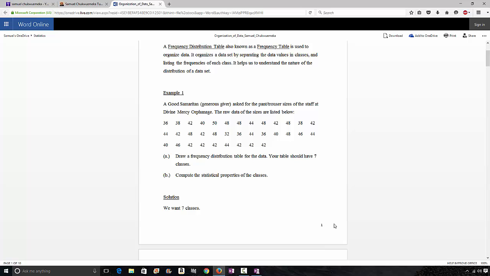Sometimes they don't give you how many classes you need to organize it. They just ask you to organize it. So in that case, you have to make a good decision on how many classes would be important. It is better to have fewer classes with a large number of data values in each class than to have a lot of classes with small numbers of data values in each class. So you want to make a good decision based on that.